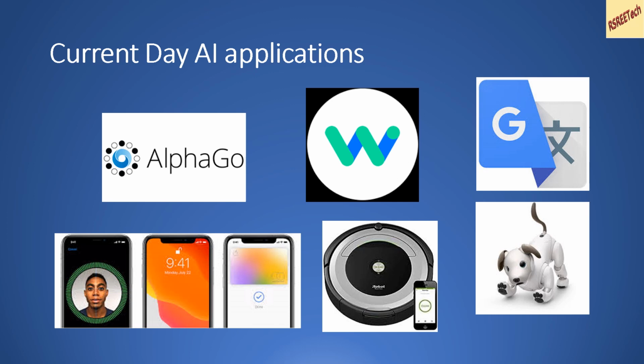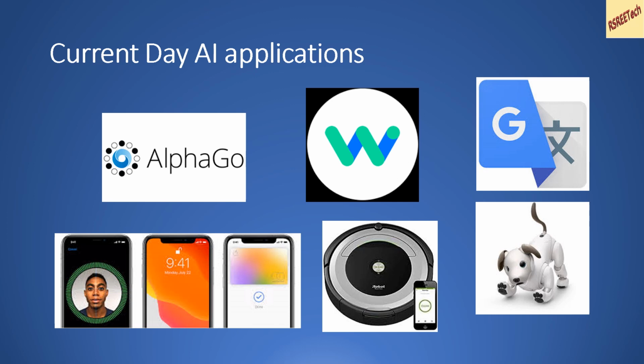Let us look at some current day AI applications. So Google Translate is an AI application. It translates from one language to the other language, whatever you have typed. Sony has the small robot dog, Aibo. You have Roomba, which is an autonomous vacuum cleaner from iRobot. Then you have this program AlphaGo from DeepMind, which beat a champion at the Go game. Then you have face recognition.